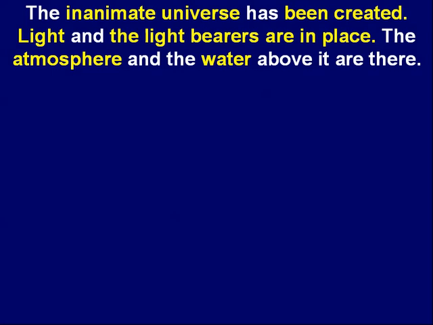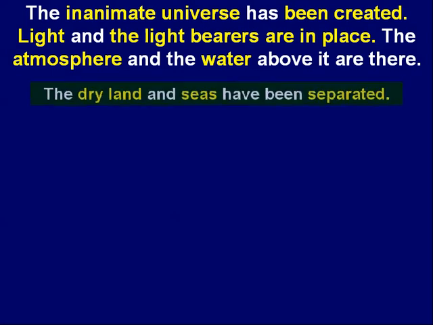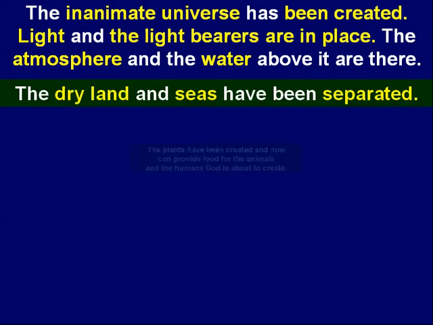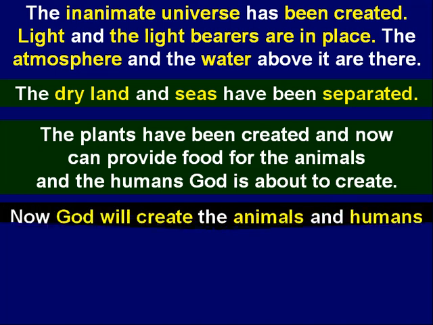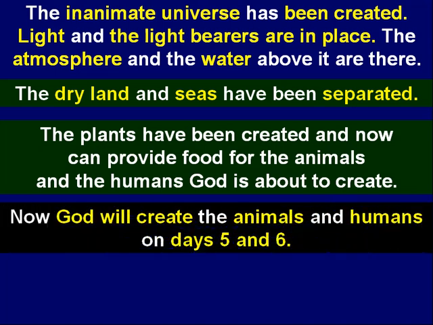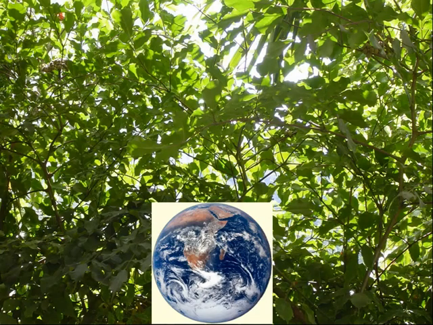The inanimate universe has been created. Light and light bearers are in place. The atmosphere and the water above it are there. The dry land and the seas have been separated. The plants have been created and now can provide food for the animals and the humans God is about to create. Now, God will create the animals and humans on days 5 and 6.